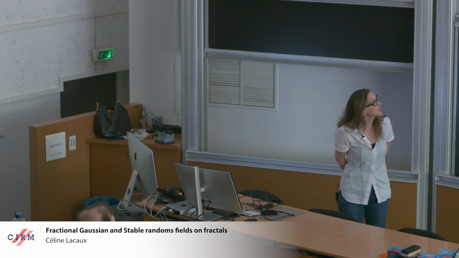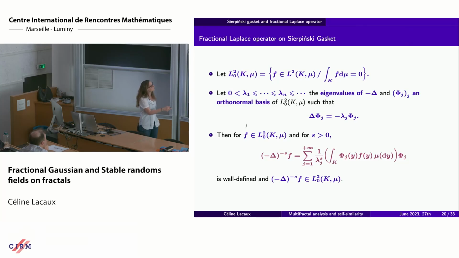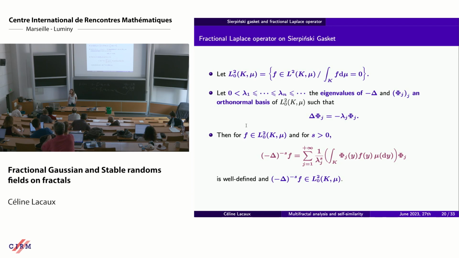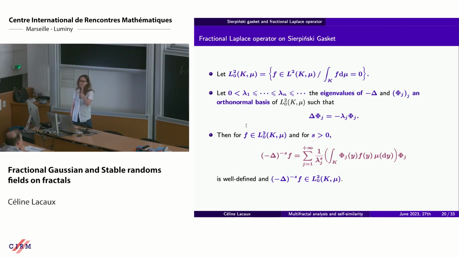So now you can check that this gives you a series which converges, and the function you obtain will be a square integrable function, and its mean will be equal to 0. Okay? So you've got now the Sierpinski gasket, the measure, and the Laplace operator. So I can define my random field.